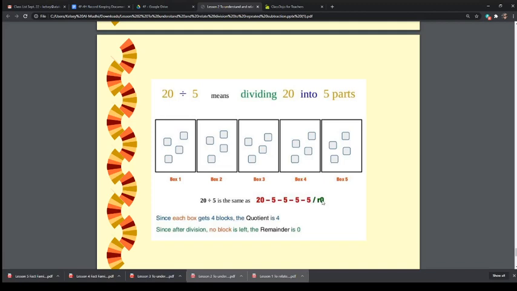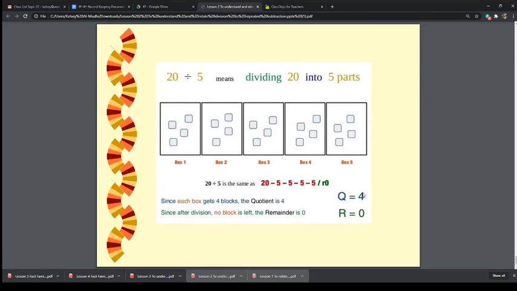Remainders are if there is a square left over that cannot be put into a box equally, that would be a remainder. Since each box gets 4 blocks, the quotient is 4. Since after the division no square is left, the remainder is 0.